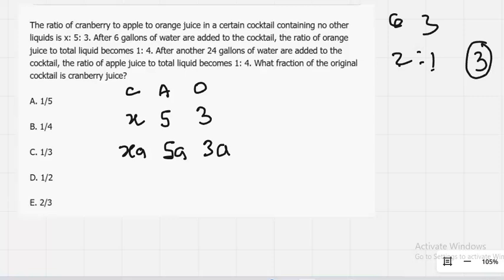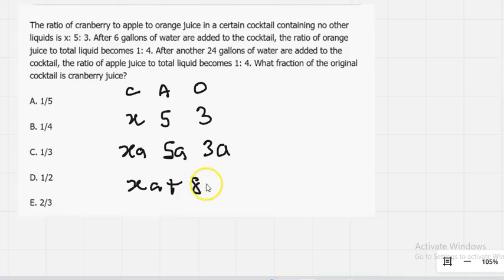So let me write what we have here. The question is now saying if 6 gallons of water were added to the cocktail, that means the new volume of the cocktail, the initial volume will be XA plus 8A. If I add 6 gallons of water, this will be 6. So the new volume of the cocktail will be XA plus 8A plus 6.